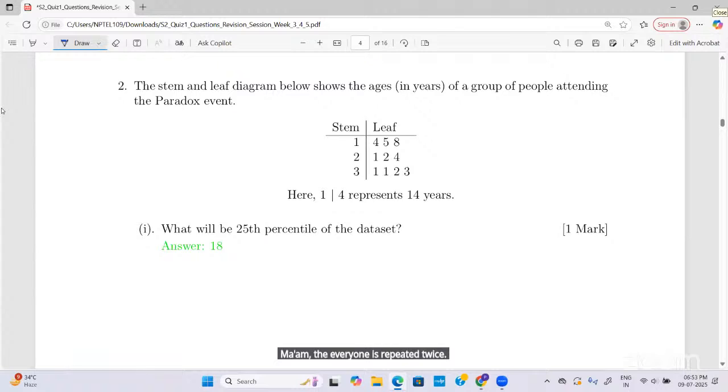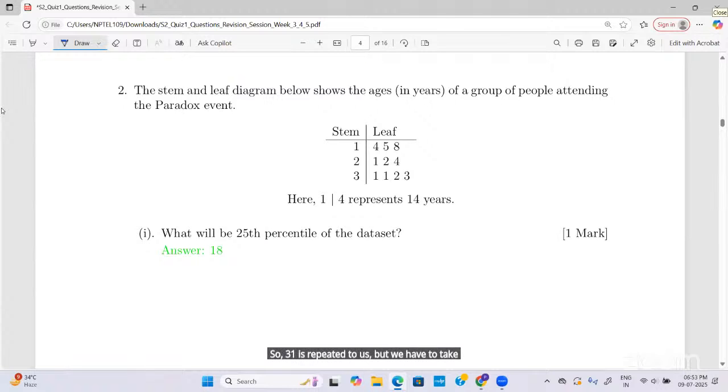So 31 is repeated twice, but we have to take it 2 times, right? We cannot skip one value. So this is 40, 50, 18. Okay, then 21, 22, 24, right? Then 31, 31, 32, 33.